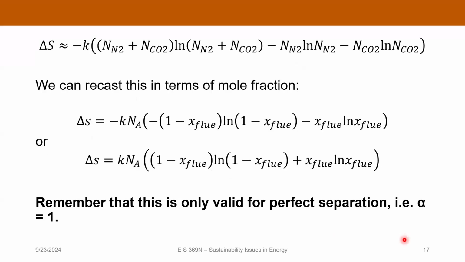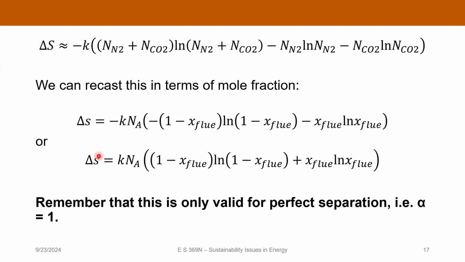Now we can recast that rather than in terms of absolute number of moles. Let's divide each of those by the total number of moles, and we can recast this in terms of mole fraction. So if we know what the incoming mole fraction is in the flue gas, we can figure out what the change in entropy is going to be from this expression. Okay, and again, this is only valid for perfect separation, but it allows us to get a number.